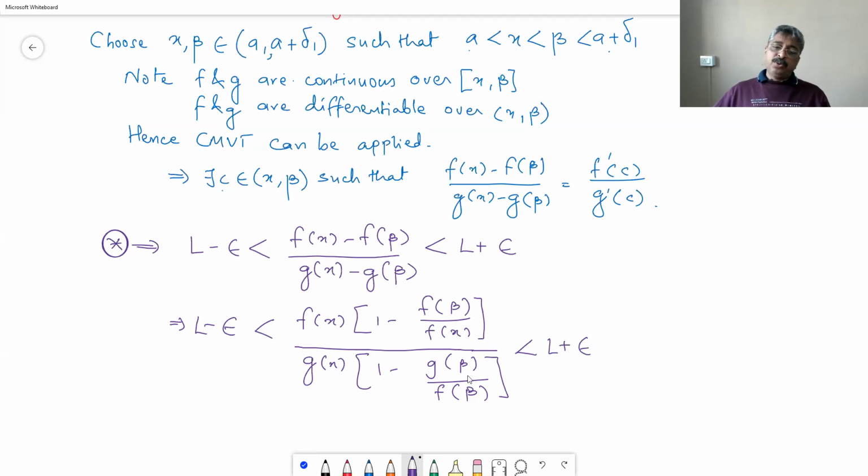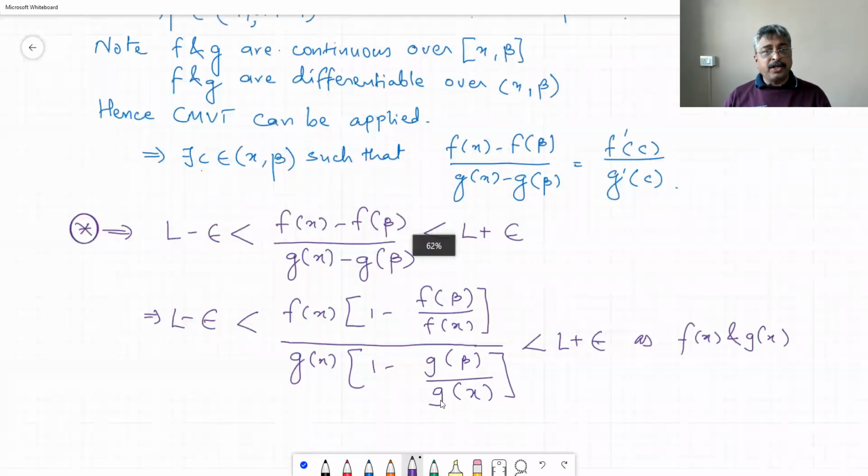Now, am I allowed to do this step? Because actually I am dividing by f of x and g of x. Yes, as f of x and g of x are never 0. I think that is what we have written in the prerequisite. They are never 0.